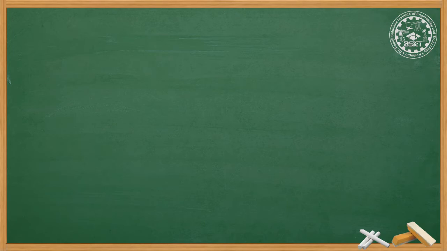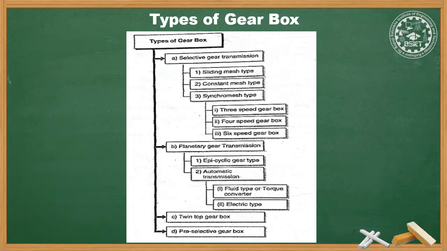The next point is types of gearbox. The different types of gearbox in automobiles are classified as follows. The first is selective gear transmission type. The selective gear transmission type is classified into three basic types: sliding mesh type, constant mesh type and synchro mesh type, in which constant mesh type and synchro mesh type are the two types which we are going to learn in today's session.